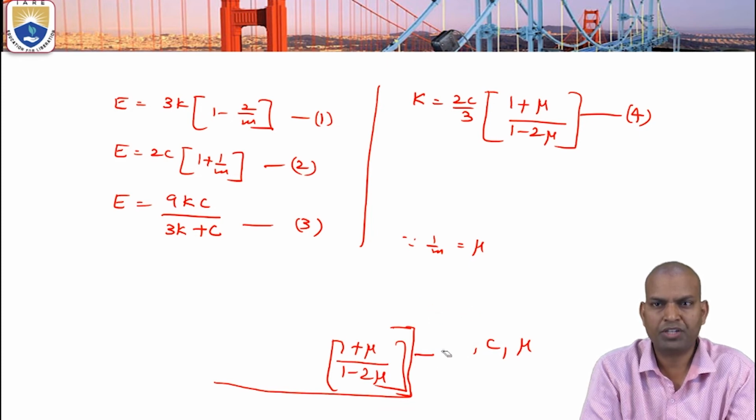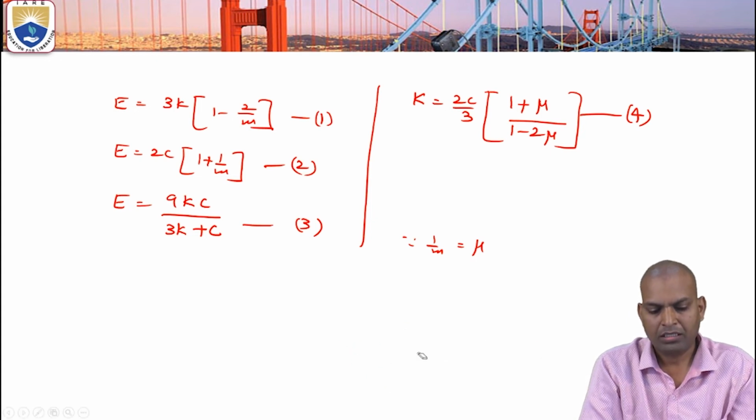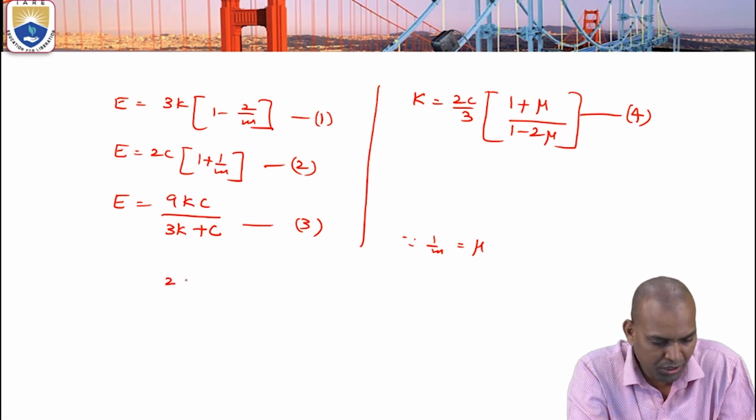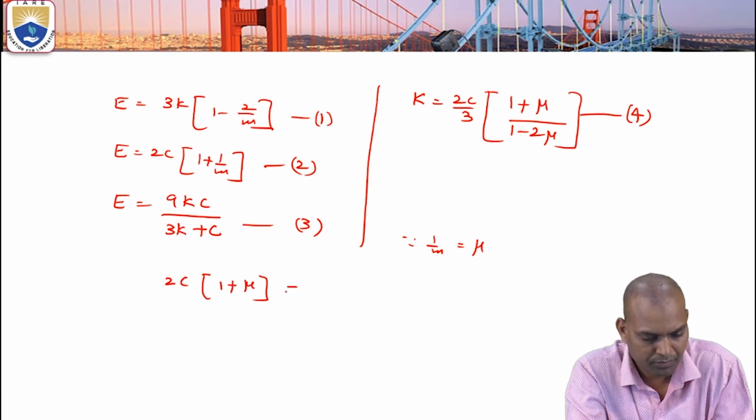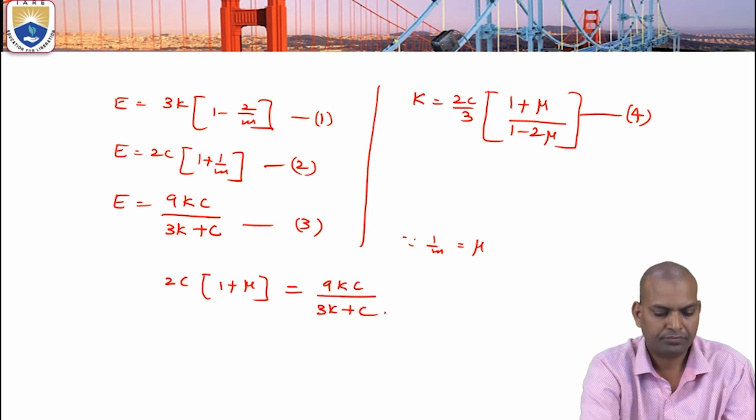Equation 2 and equation 3. Let us see what is the relation between K, C and mu. Equation 2: E equal to 2C times 1 plus mu, and equation 3: E equal to 9KC by 3K plus C.